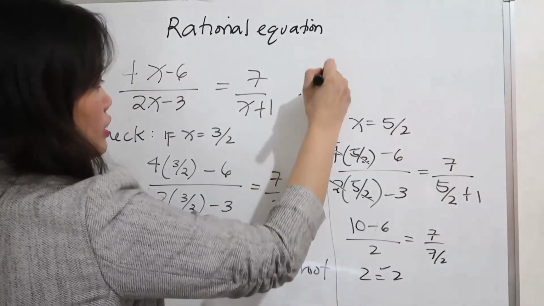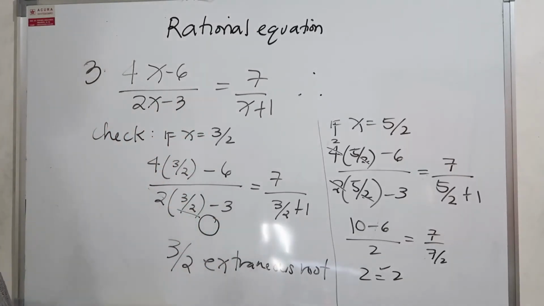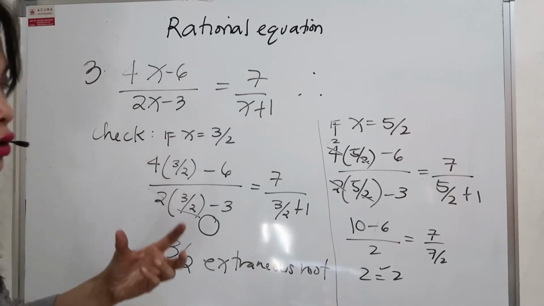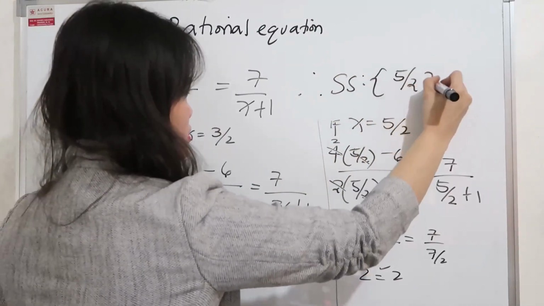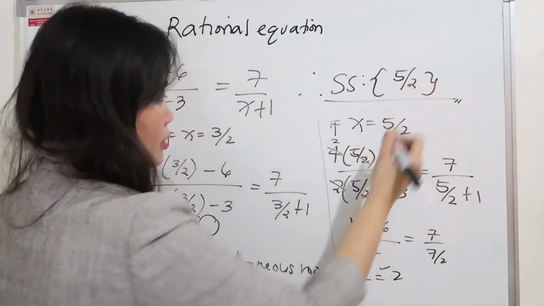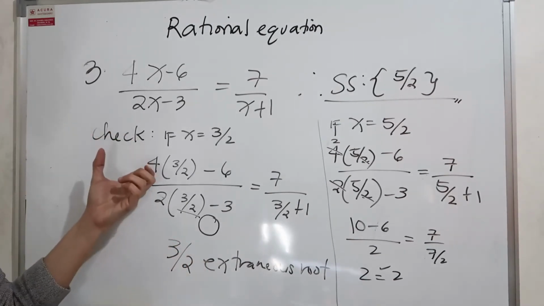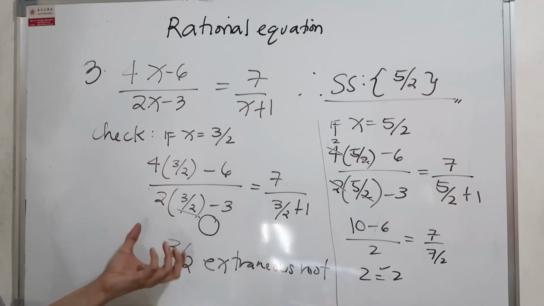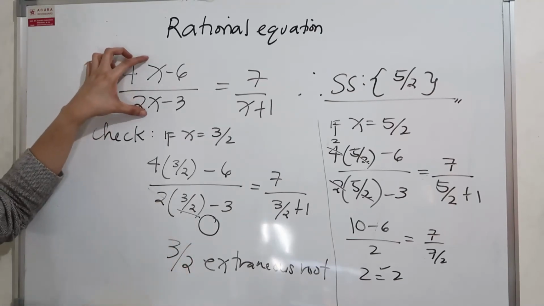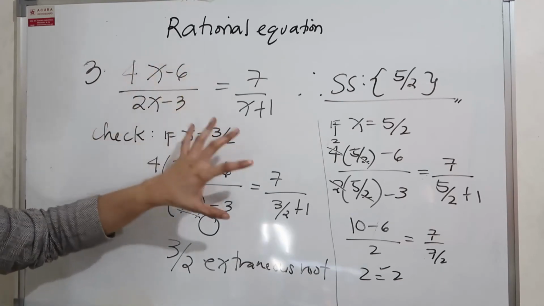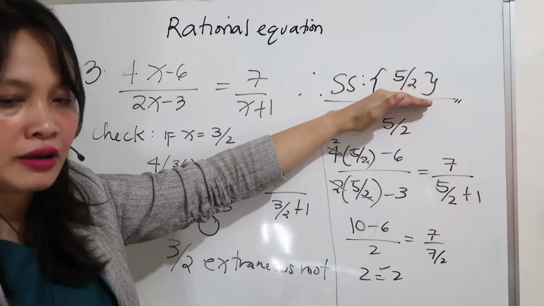So therefore, in this particular solution, the only value that satisfies the given rational equation is what? It's only 5 halves. So therefore, your solution set is 5 halves. Okay? 3 halves is not included. Although 3 halves is one of the solutions of the given equation, after we check it we found out that 3 halves is an extraneous solution, wherein it cannot satisfy the given equation. So therefore, the only solution set of this equation is 5 halves.